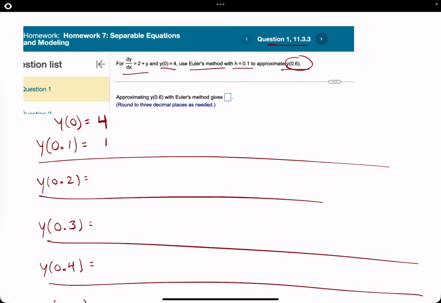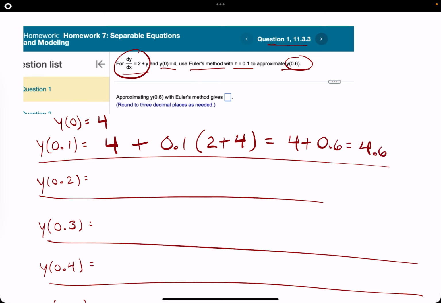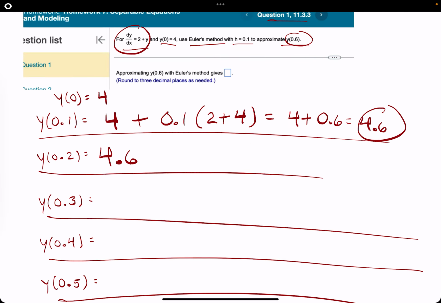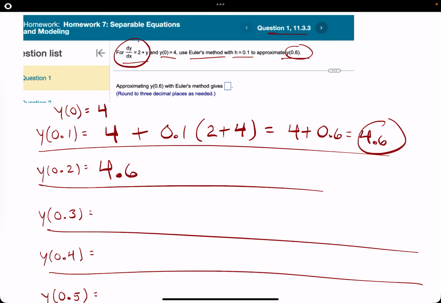Let's get started. We use the previous or initial y value. So 4 plus the step size, which is 0.1, times dy over dx with the previous y value plugged in. So 2 plus y would be 2 plus 4. So we get 4 plus 6 times 0.1, so 0.6, so we get 4.6. And then we use that as our next starting point. So just to be clear, 4.6 is the approximation of the y value at x equals 0.1.